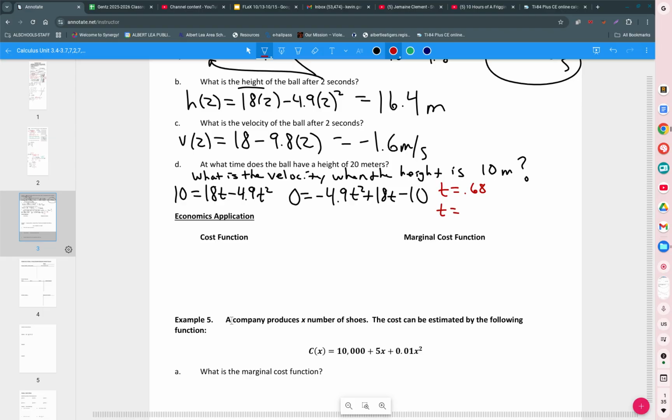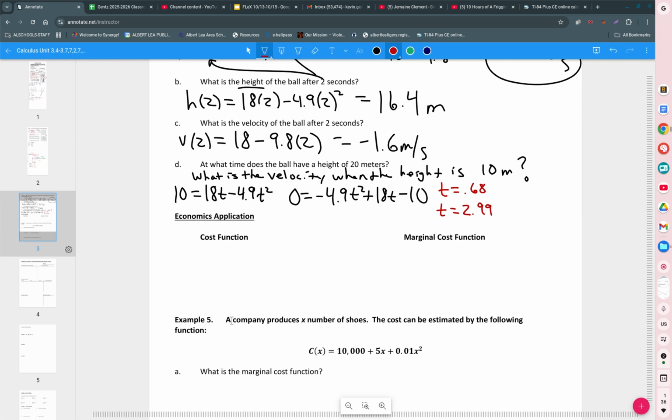And I get 2.99. Why did it get two answers? Because it's a parabola. It's on its way up, it hits 10, and it's on its way down when it hits 10. So the question is not at what time does it reach that height. The question is what is the velocity? In order to figure out the velocity, I would plug these back into the velocity function. So we will figure out the velocity at those times.